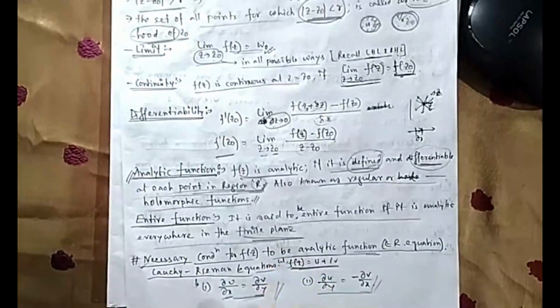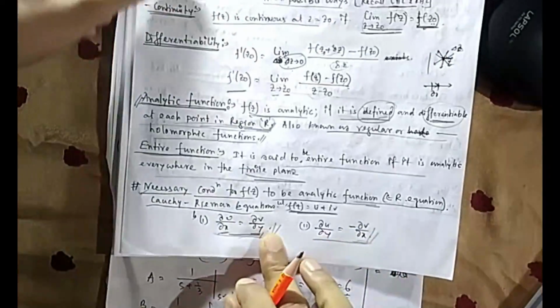So what is the difference between necessary and sufficient? Necessary means it should happen. Sufficient means if it happens, then it's all okay. But here it is not the case. It is necessary only. So you see this one, del u del x equal to del v del y, and del u del y equal to minus del v del x. So you remember these two. This Cauchy-Riemann equation is very important.